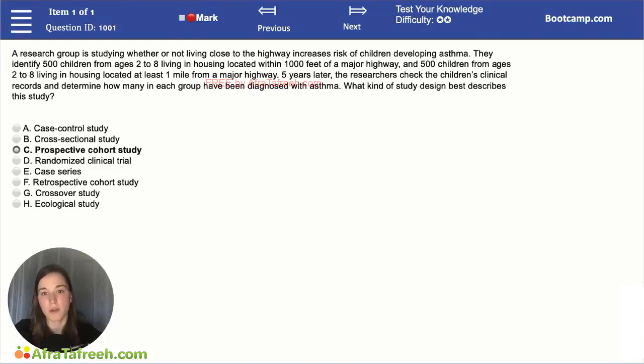Alright, so the answer here is prospective cohort study. Let's talk through how we got to that answer. So the first thing I like to do when approaching these questions is determine if the study is observational or experimental. You'll recall that these are the two major broad categories of research design.